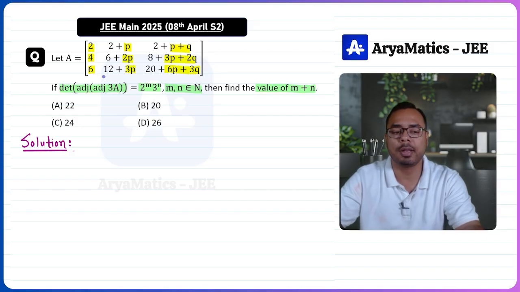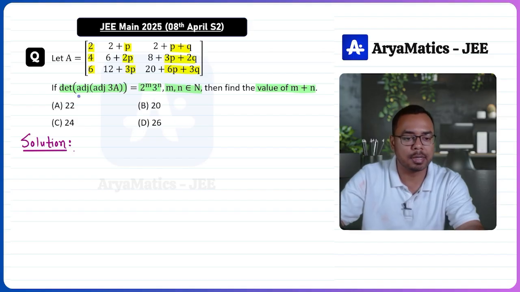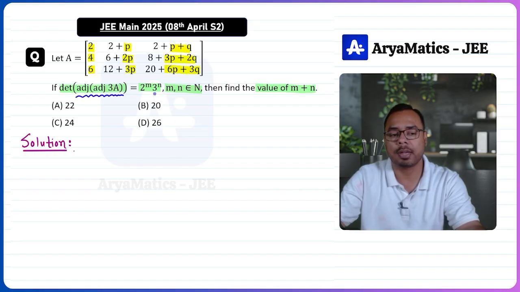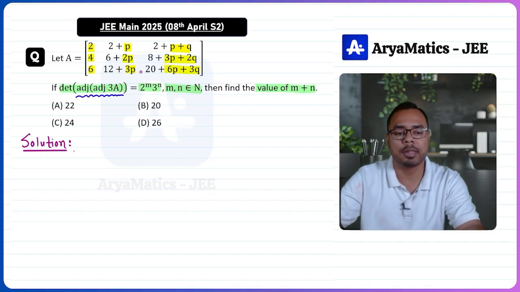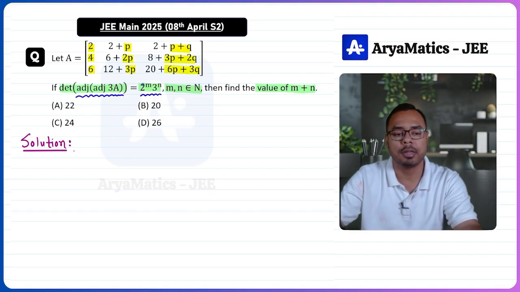Now, this is not a difficult problem. One can very easily calculate the determinant of matrix A, and then using properties of adjoint and inverse, you can find this determinant of adjoint of 3A, and from there you can calculate m and n. But in this problem, there is one shortcut method. The determinant of adjoint of 3A is given in terms of 2 raised to m, 3 raised to n. There is no P or Q in this equation, right?